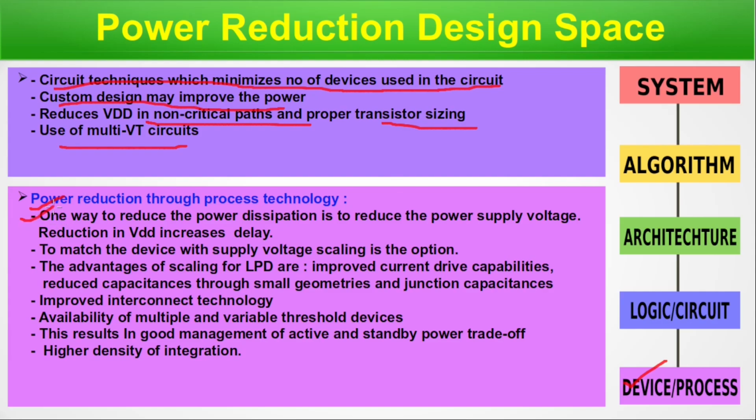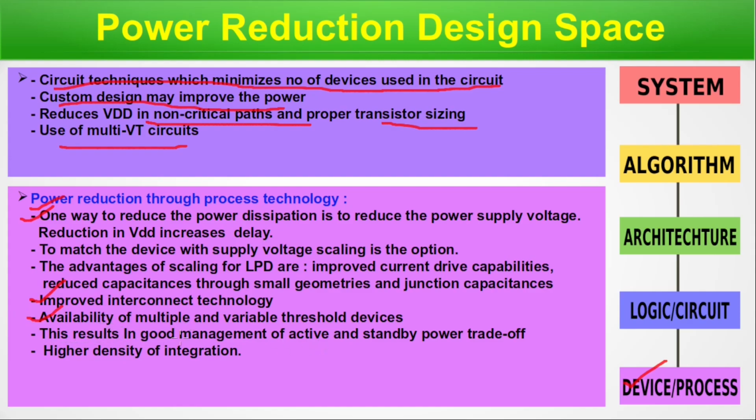Improved interconnect technology. We will see that later. Interconnect technology can be improved because interconnect runs for a huge length, so a lot of power dissipates there. That is also one point where we can optimize the power. Availability of multiple and variable threshold devices. Again, mention of multi-VT devices. We will discuss it in detail later.